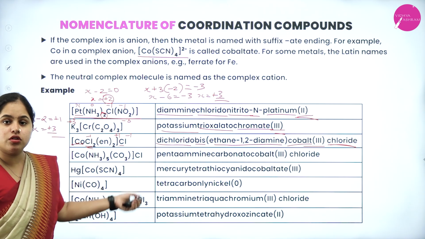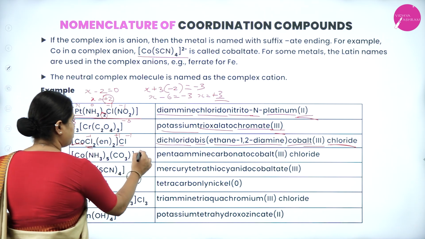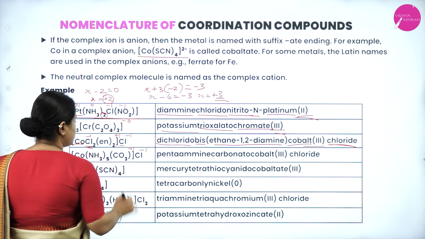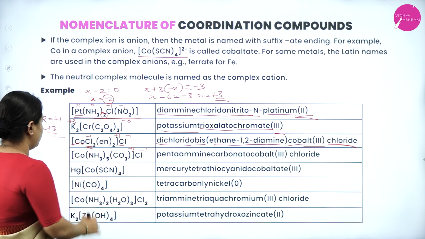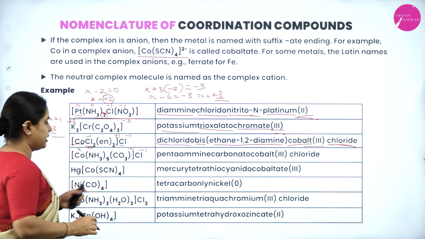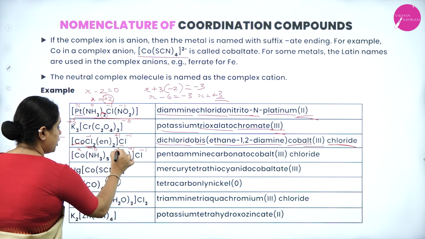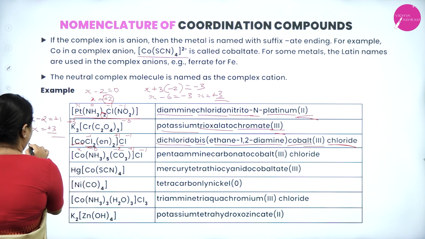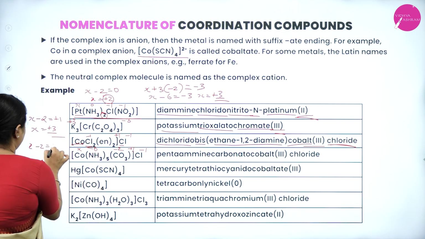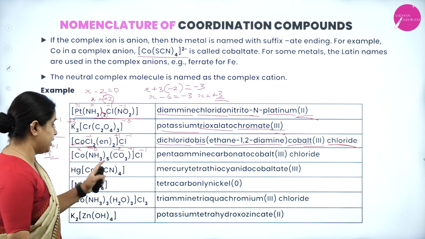[Co(NH3)5CO3]Cl. So here also the counter ion is chlorine, which contributes a -1 charge. So this will be +1. Now I don't know the oxidation number of cobalt, X. So amine is a neutral ligand and CO3 contributes -2. So X - 2 will be equal to +1, X will be equal to +3. So this will be the oxidation number.